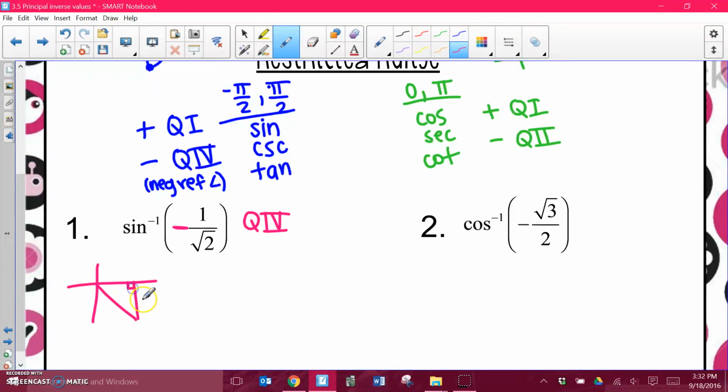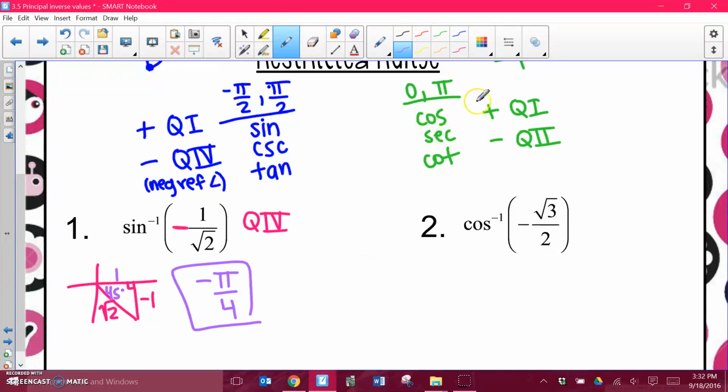Okay, so I know this is going to be opposite over hypotenuse. And if I know my special right triangles, that means that this side is also 1. And this would be a 45-degree angle. So in radians, that's pi over 4. And since I'm going to be in between negative pi over 2 and pi over 2, I don't have to go all the way around the circle. I just take my reference angle and I make it negative. And that would be my principal inverse value for this particular ratio.